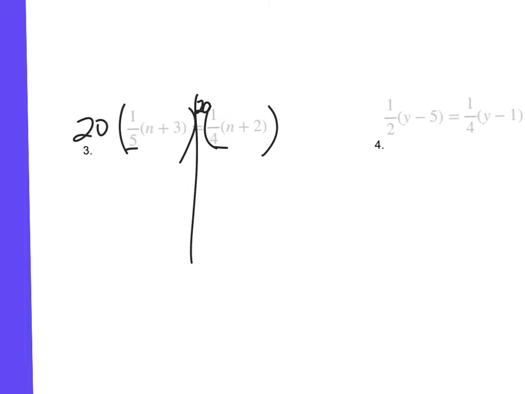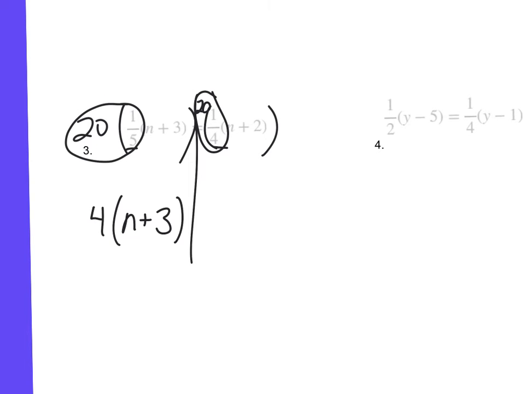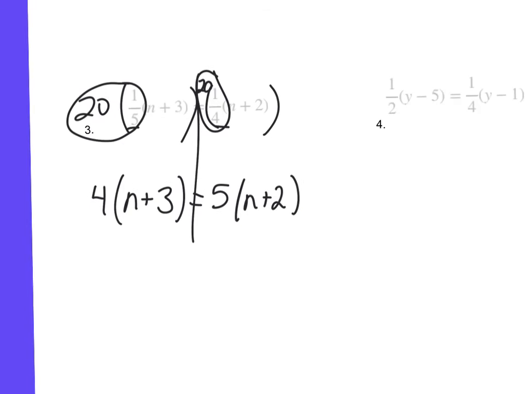Just like we said with multi-distribution, normally we start from the inside, we work our way out. We can actually just multiply these two numbers before we distribute, see what we get, and then that will become the new number that's in front of our parentheses. So 20 times 1/5 is just 20 divided by 5, which is 4, n plus 3. 20 times 1/4 is 20 divided by 4, which is 5, n plus 2. Okay, so now we can solve this like an average equation.